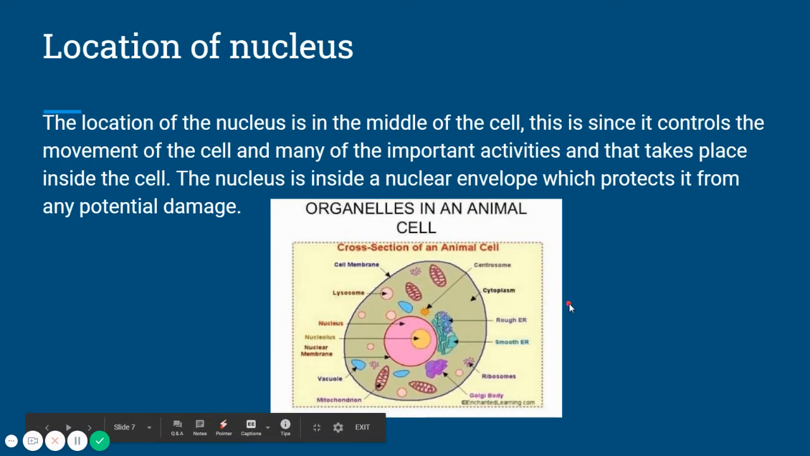Now, what is the location of the nucleus? The location of the nucleus is in the middle of the cell. Now, it's not exactly the smack middle. You see how it's a little bit closer to this than it is over here, but it's still very close to the middle. And this is since it controls the movement of the cell and many other important activities that take place inside the cell. So all these organelles, which I have explained earlier, all of their functions, all of their tasks, are given to them by this nucleus. The nucleus is inside a nuclear envelope, which protects it from any potential damage. I will explain what a nuclear envelope is.